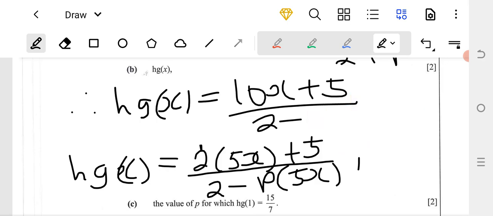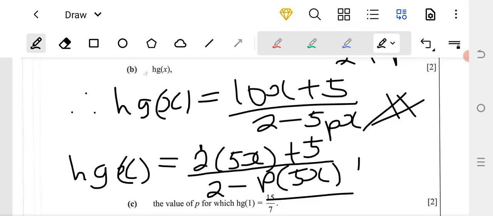You divide by 2 minus 5px. This is your final answer. When you simplify here, you're going to have a minus 5px. So that's your final answer.